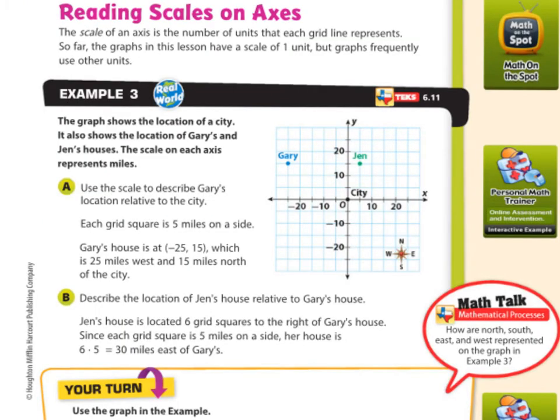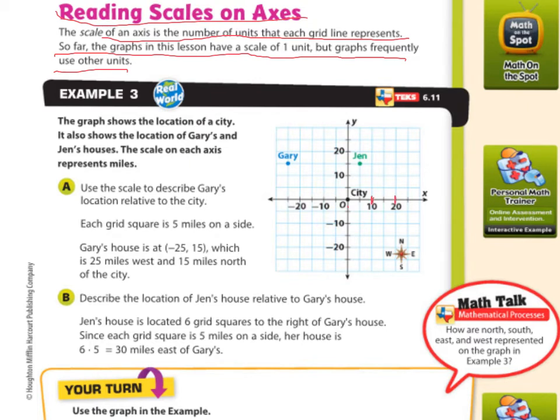Okay, again, I don't want you taking notes, I just want you listening. It says reading scales on axes. The scale of an axis is the number of units that each grid line represents. So far, the graphs in this lesson have a scale of 1 unit, but graphs frequently use other units. So they want us to look at example 3, and they're saying that they have labeled every 10 miles.